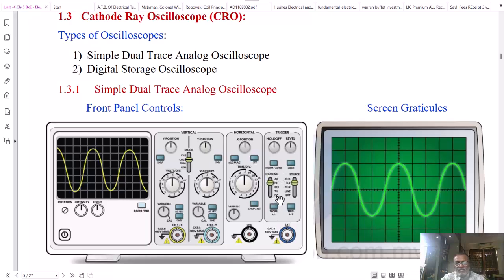Here, the coupling is shown as one of the selector switches, and the source of trigger is also shown. The source for deriving the triggering signal can be channel 1 or channel 2, or it can be line triggering. Line triggering means main supply triggering. Or it can be external triggering. For that purpose, we have to connect the external signal to the external input provided under the trigger section.